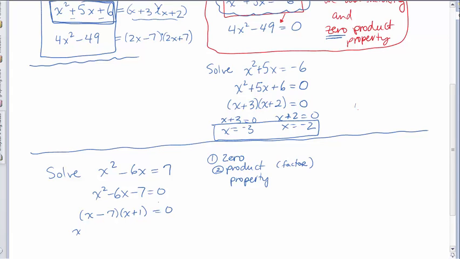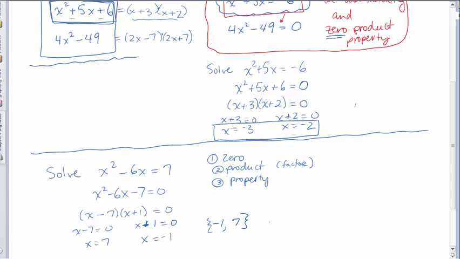So this is where the property says I can split this into two separate equations. x minus 7 equals 0, or x plus 1 equals 0. So I get two solutions, x equals 7 or x equals -1. Typically you would write that, -1 comma 7. So I have two solutions. That's how you do it by hand.